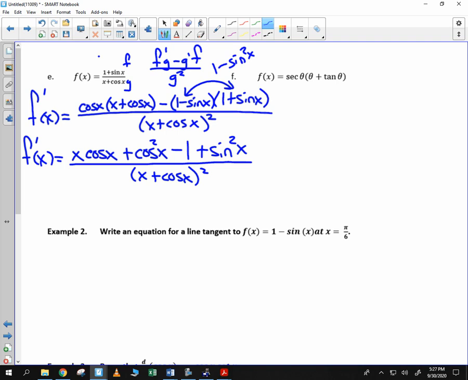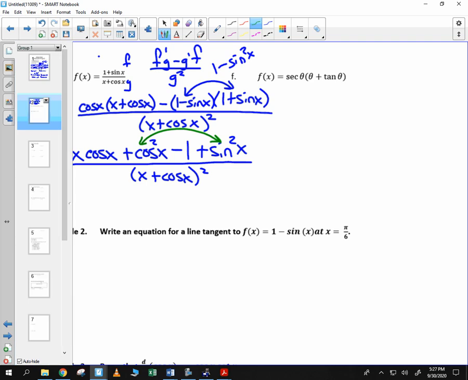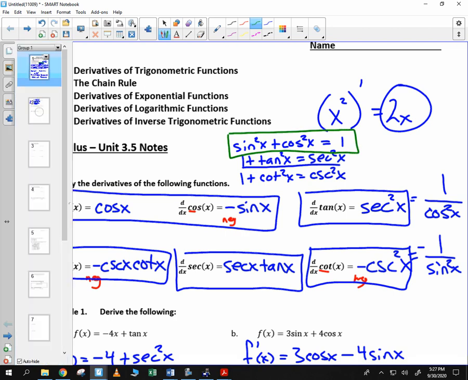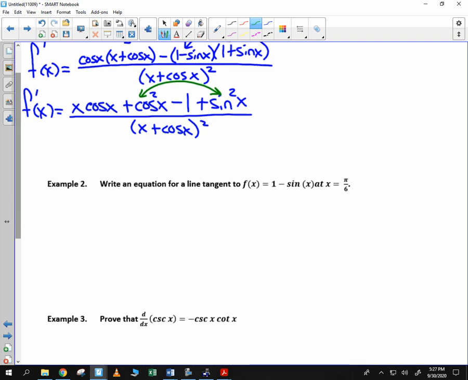And now is time where you just need to see something. And hopefully you do. It's staring there right at you. And if you noticed that you have a cosine squared and a sine squared, cosine squared plus sine squared is 1. We know that. That is one of the fundamental rules that we need to remember from trigonometry. Sine squared plus cosine squared is 1. And so the 1 and the negative 1 will go away. So you're left with x cosine of x over x plus cosine of x, quantity squared. That is your derivative.